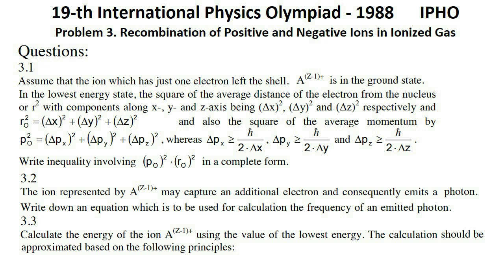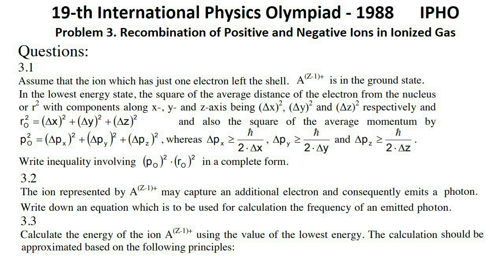and also the square of the average momentum p0 squared equal to delta px squared plus delta py squared plus delta pz squared, whereas delta px is greater or equal to Planck constant over 2 delta x, delta py greater or equal to Planck constant over 2 delta y, delta pz greater or equal to Planck constant over 2 delta z. Write the inequality involving p0 squared multiplied by r0 squared in a complete form.